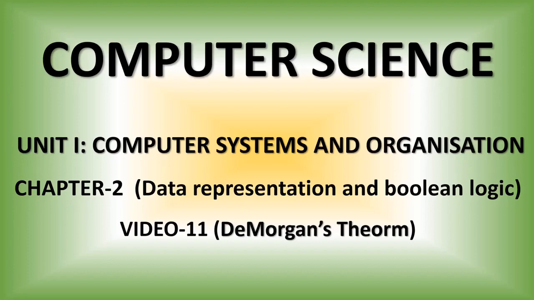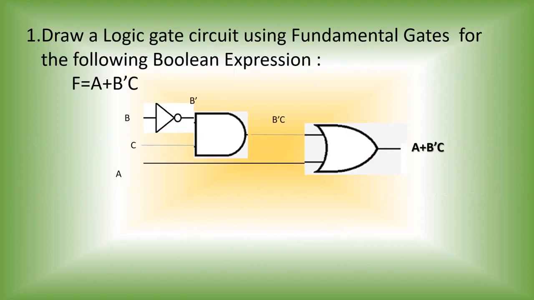This class I am going to discuss De Morgan's theorem. Before going to De Morgan's theorem, first we can see how to draw a logic gate circuit for a given Boolean expression. Draw a logic gate circuit using fundamental gates for a given Boolean expression. In the given question, F equal to A plus B complement C. That is the given Boolean expression. Here we draw a logic gate circuit for A plus B complement C. So this is the logic gate circuit.